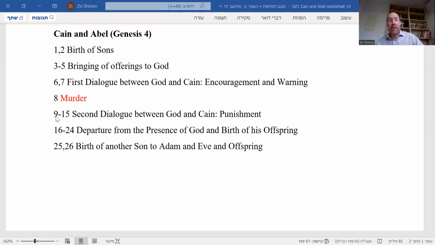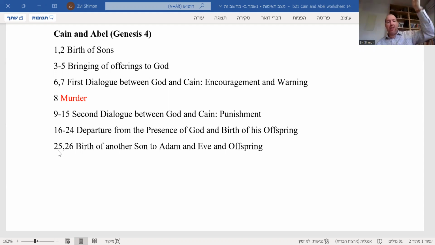And then we have a second dialogue between God and Cain, where God inquires and then punishes Cain for his actions. And then the fulfillment of that punishment is in the next stage. And we have Cain basically being ejected from his land and going into exile, right? And then we have a description of his descendants, his offspring, seven generations going down. And then we have the closure of the story.